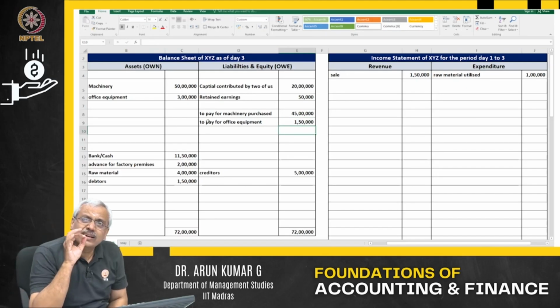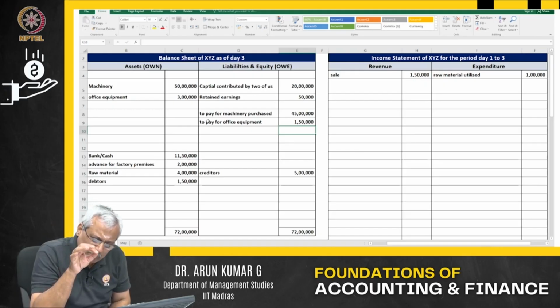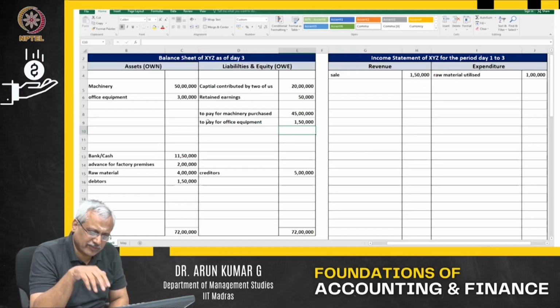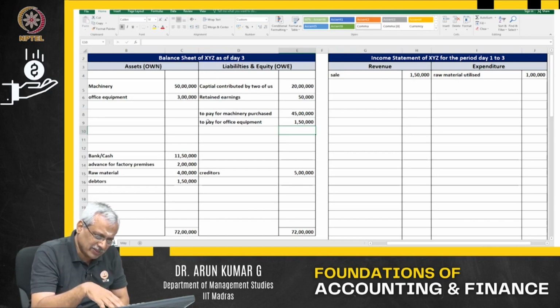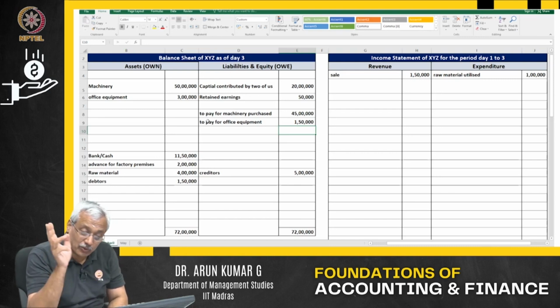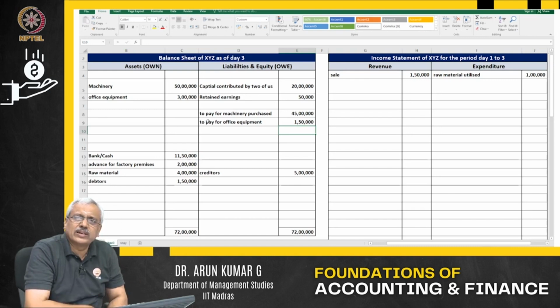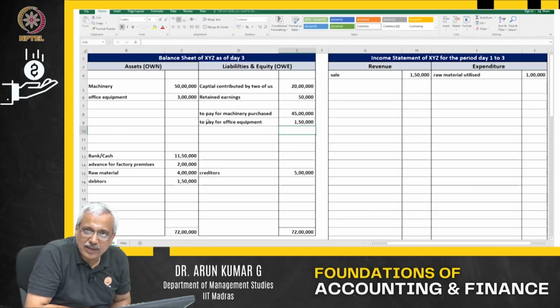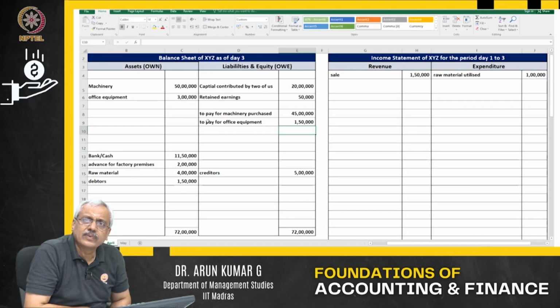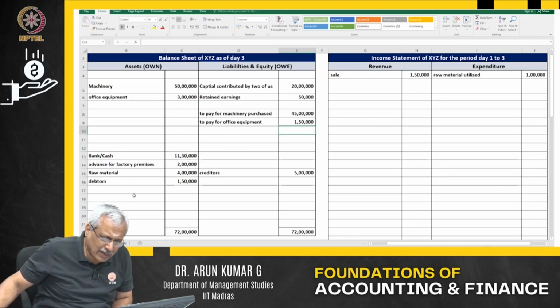So we saw that you are liable to pay 150,000 on the office equipment. That is where it is on the liability side. You have paid 150,000 cash, so cash has gone down. Now you own the office equipment for about 300,000. So what is happening? Any transaction that takes place will find a place in your financial statements, P&L and balance sheet. Now I missed telling you one aspect out there.